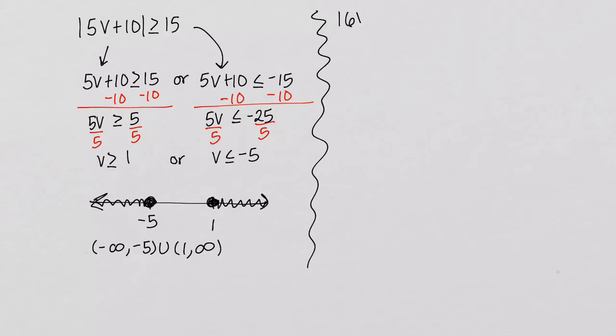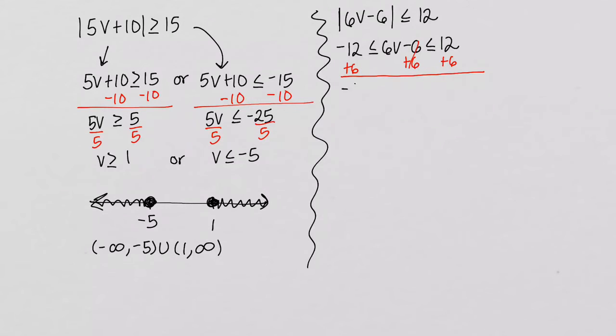Let's try the absolute value of 6v minus 6 less than or equal to 12. First of all, the absolute value is by itself, and this number's positive. If it's a less than symbol, that means we're going to sandwich. So I'm going to do negative 12 less than or equal to 6v minus 6 less than or equal to 12. I'm going to get rid of this 6 right here first, and you're doing it to all three sides.